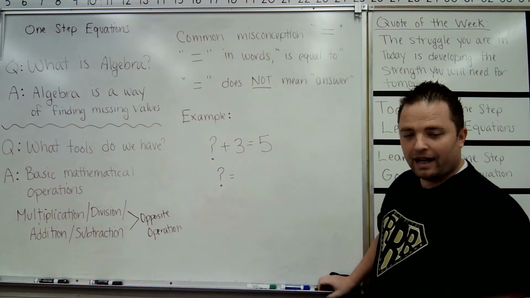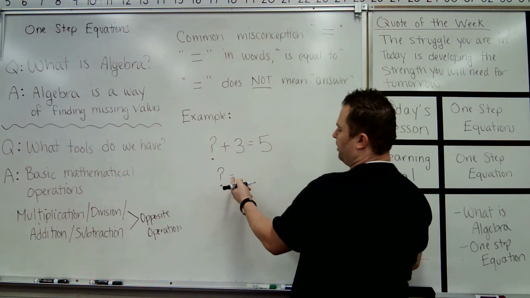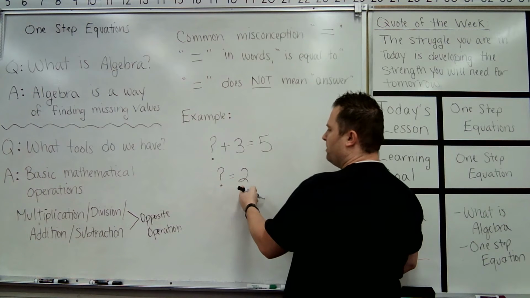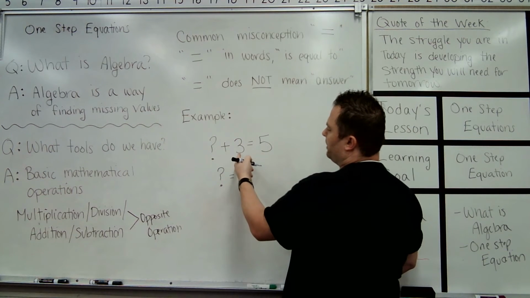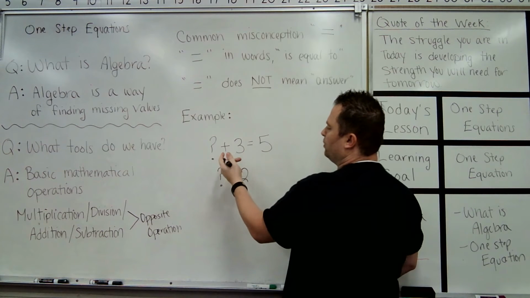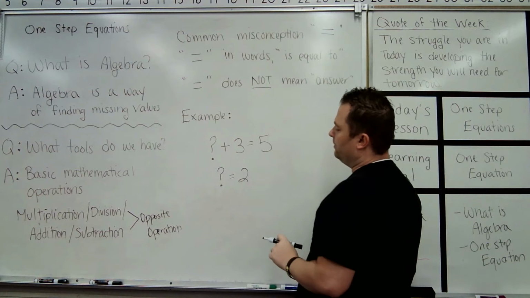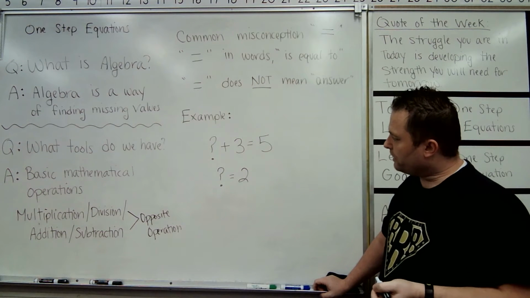And because you've added a lot in your life, you would say, okay, this question mark has to be equal in value to 2. Because I know the only thing that can add to 5 when combined with 3 is 2. So what you're saying is 2 plus 3 equals 5. And I agree with you. This one isn't all that tricky.